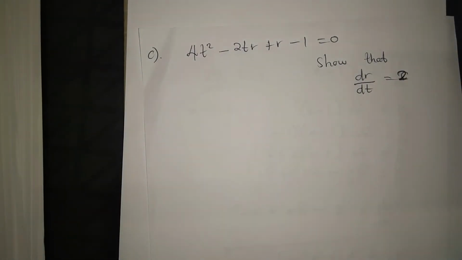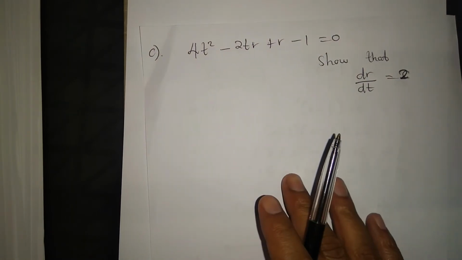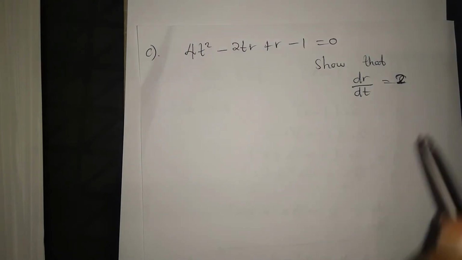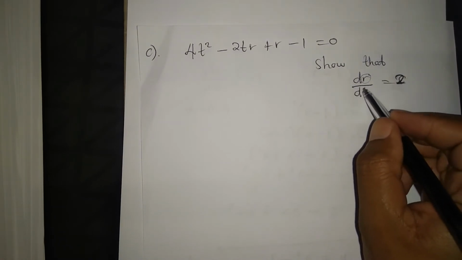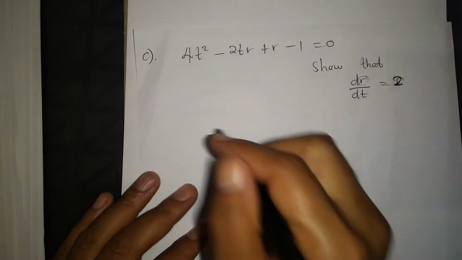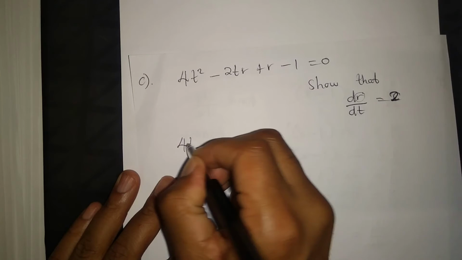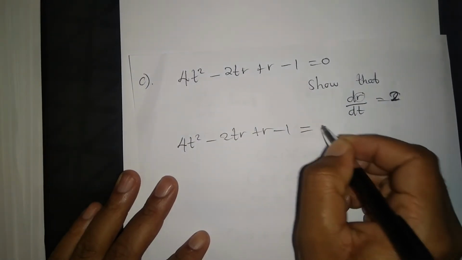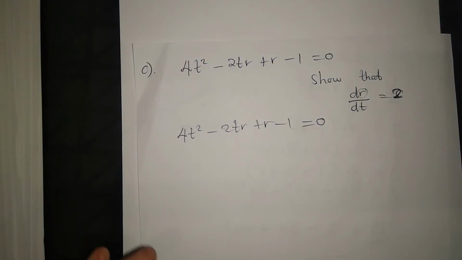So in this case, it is no different from the first two examples. In this case, they are just showing you the final answer must be equal to 2. So you need to make R the subject of the formula and differentiate in terms of t. So here, this is 4t squared minus 2tr plus r minus 1. Nothing special, I'm just rewriting the expression.